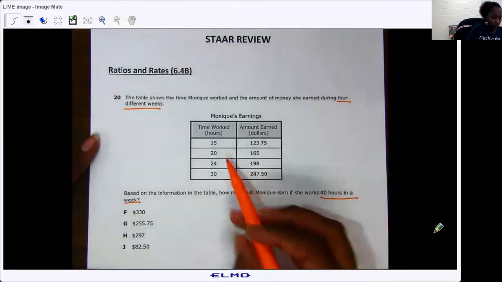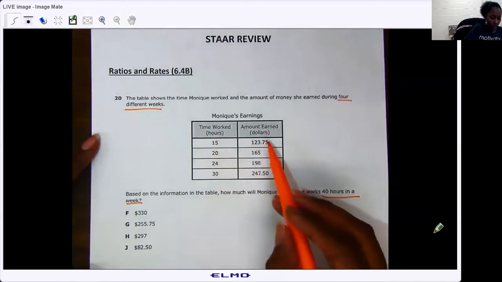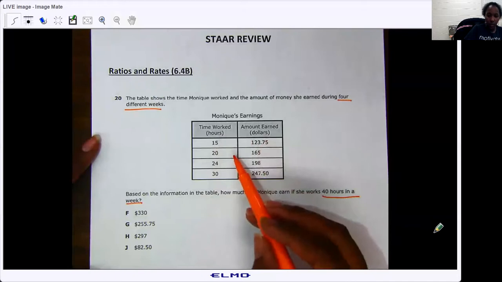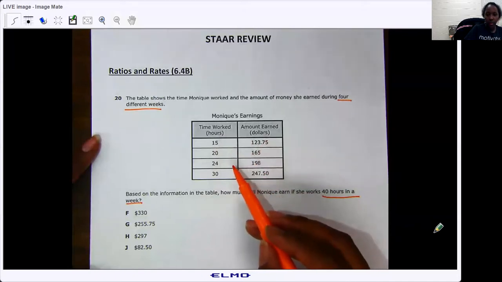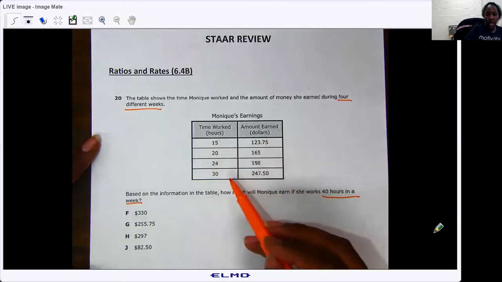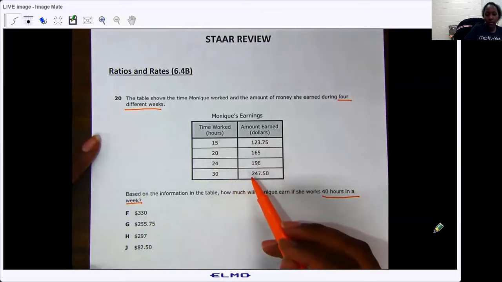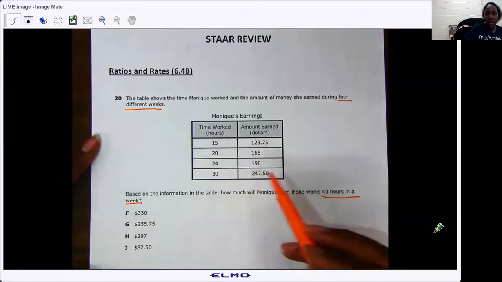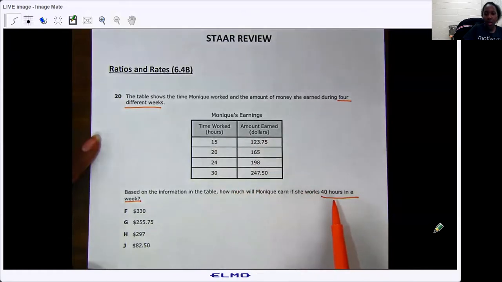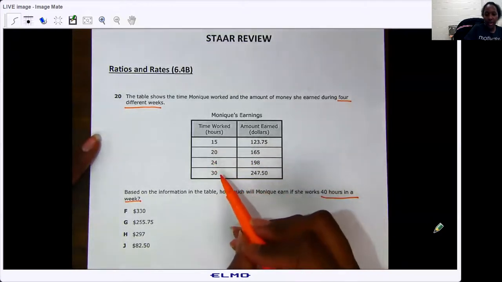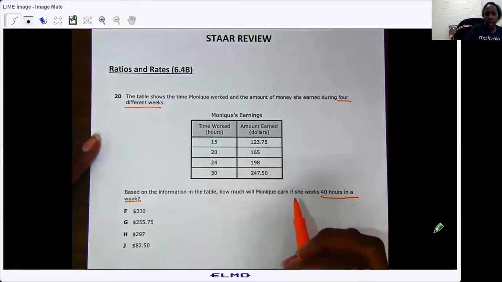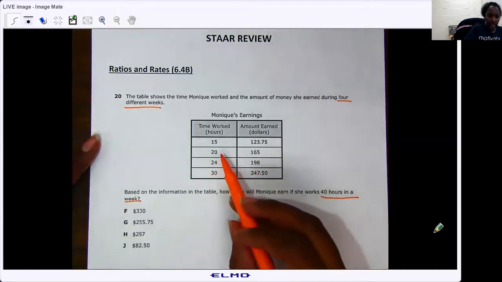So here's her first 15 hours, she earned $123.75. 20 hours she worked and earned $165. 24 hours she worked, $198. And 30 hours she worked, she got $247.50. Now, we're looking for 40 hours. The closest one to 40 is 30. But I can't really make a jump from 30 to 40. But I can with 20.